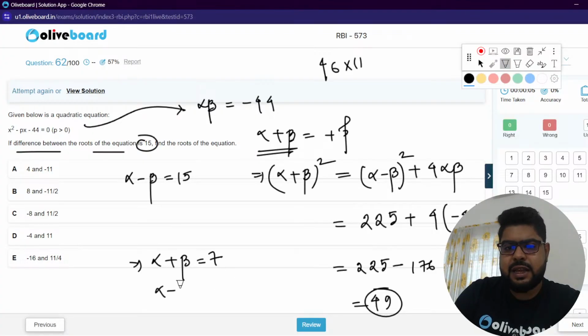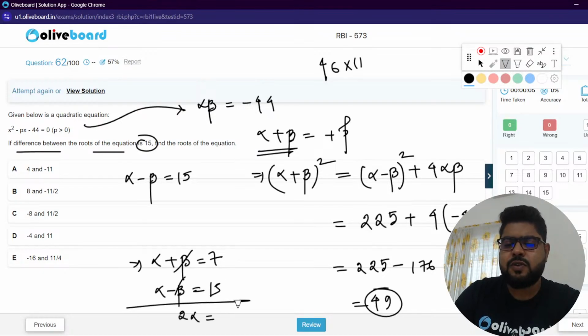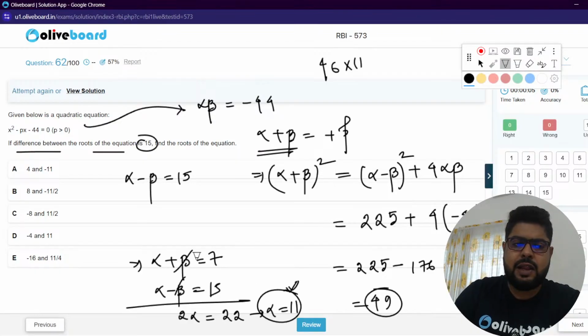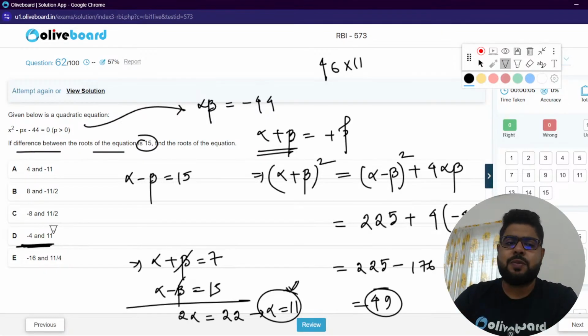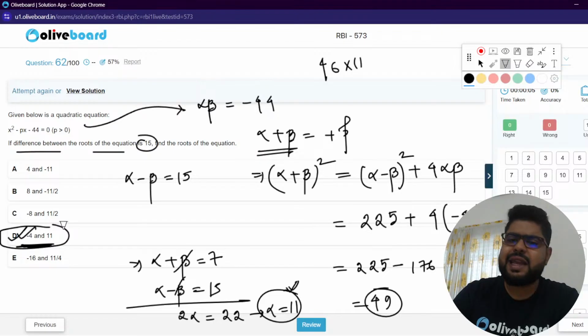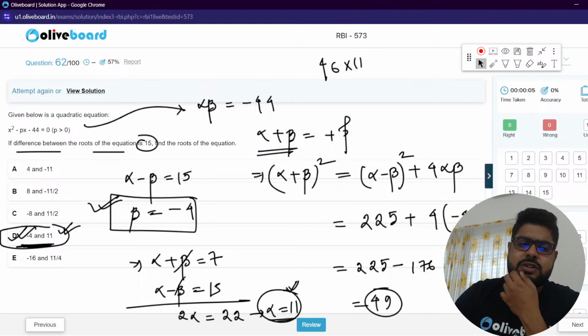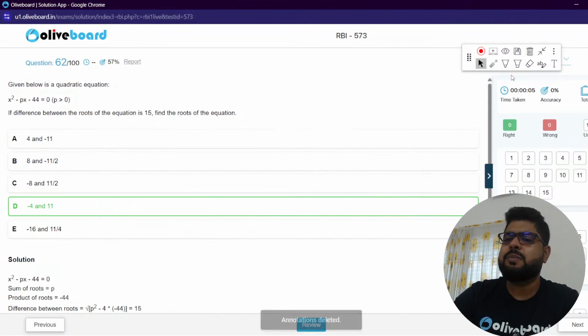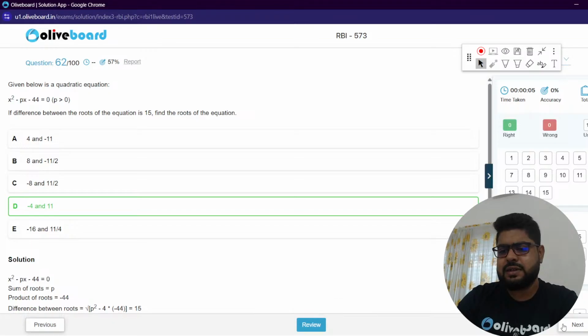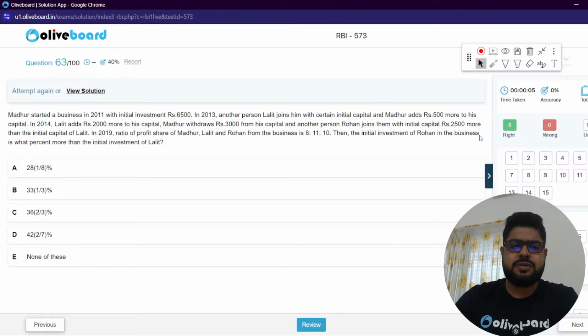So this is one equation. Another equation is 15. This cancels. 2 alpha is equal to 15 and 7 is how much, sir? 22. So alpha is 11. So my answer can be only this, because 11 is there in only one option. And if you calculate beta, putting alpha equal to 11, beta will be minus 4. So this is the only possible answer, which is option number D, sir. Perfect, sir.